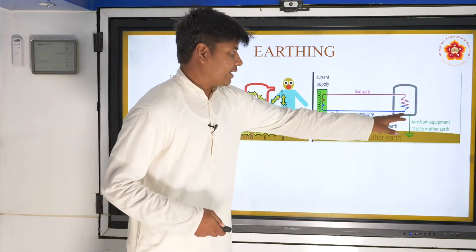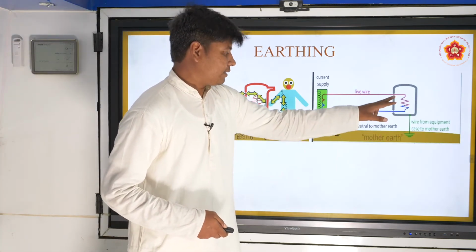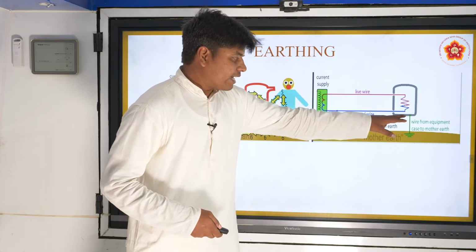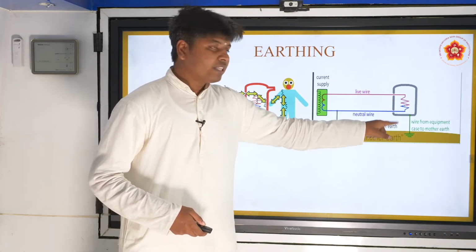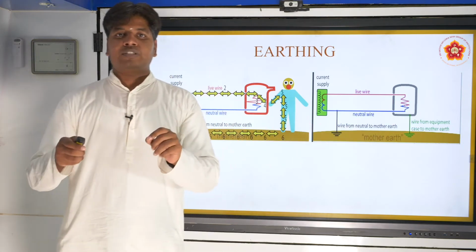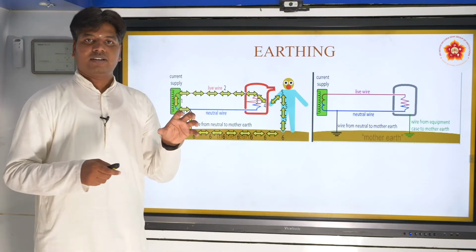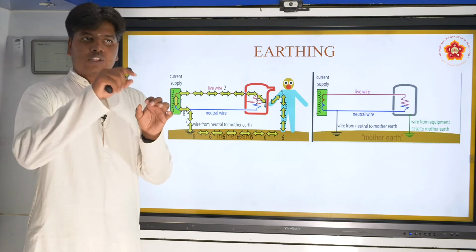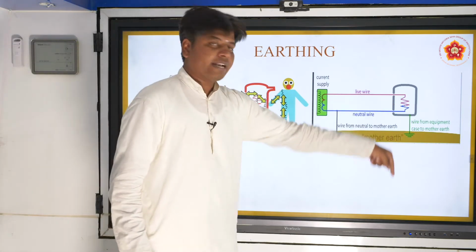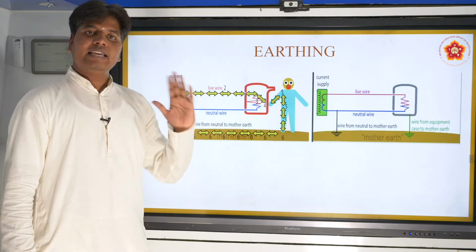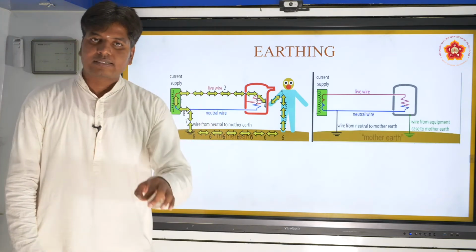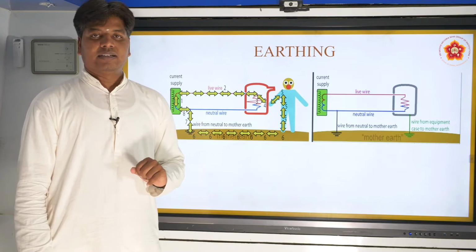So if this is the equipment, the earth wire is directly attached to that equipment, and all the earth wires of our circuits, every switch has an earth wire. All the earth wires will be connected to one wire, and they are dug inside the ground, so that any leakage of current will go inside the earth.